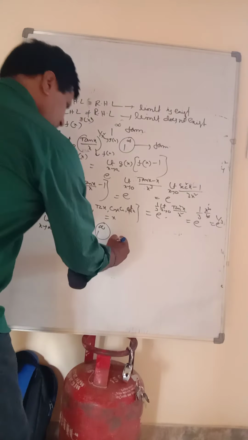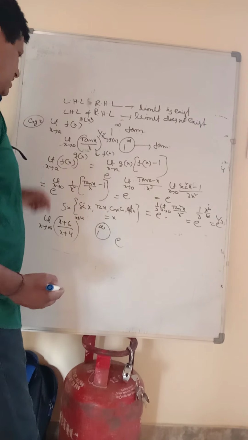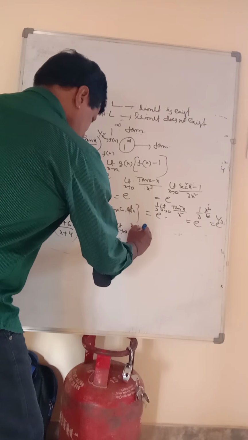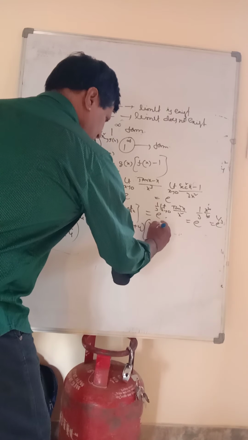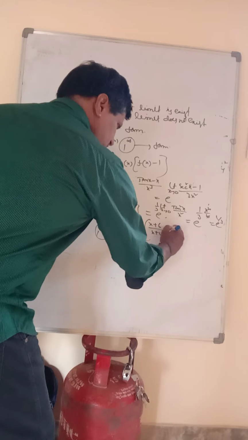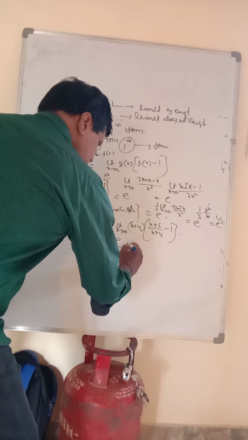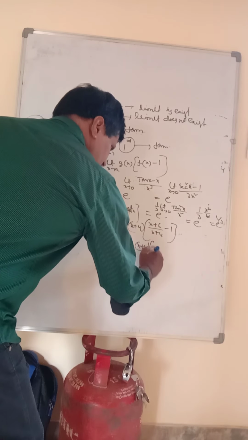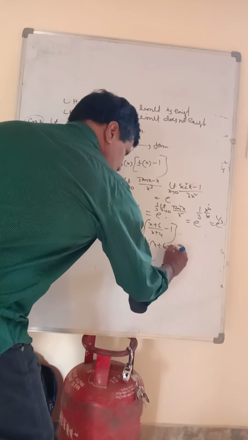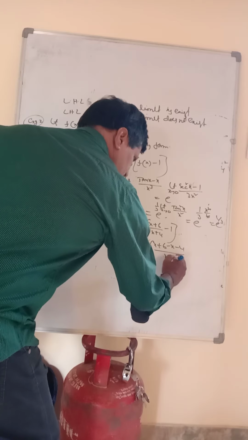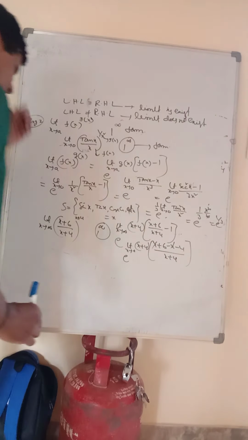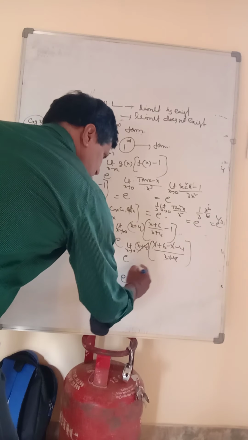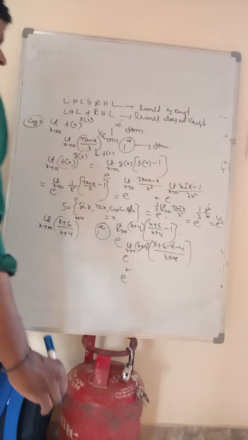In the standard way, take e to the power of limit x tends to infinity, g of x into f of x minus 1, same as this formula: (x plus 4) into ((x plus 6 by x plus 4) minus 1). So take the LCM: e to the power of limit x tends to infinity, (x plus 4) into (x plus 6 minus x minus 4) by (x plus 4). So 6 minus 4 is 2, x plus 4 cancels, e to the power of 2. So e square is the answer.